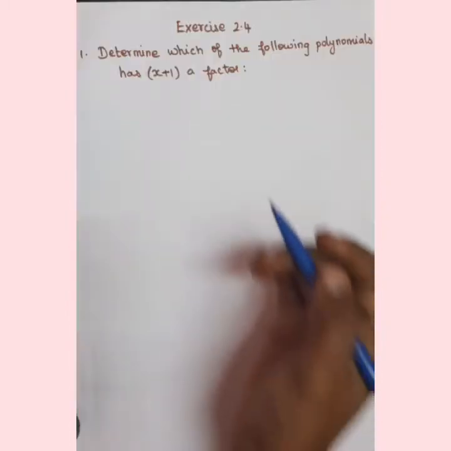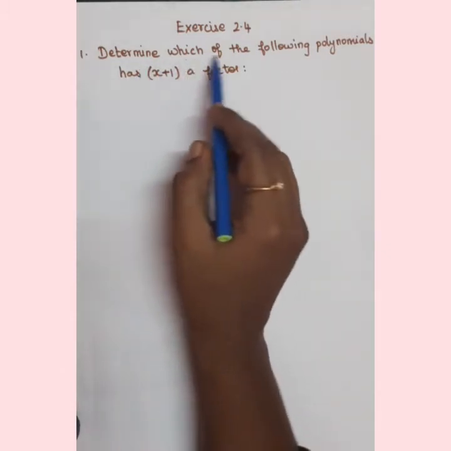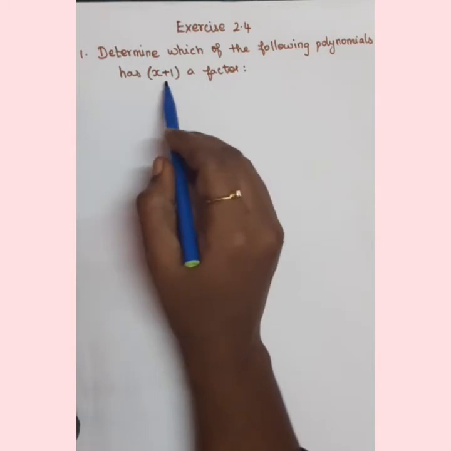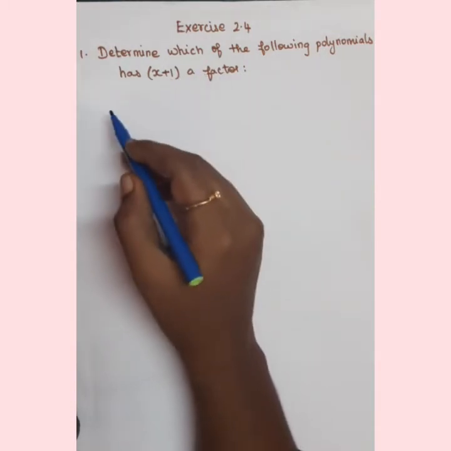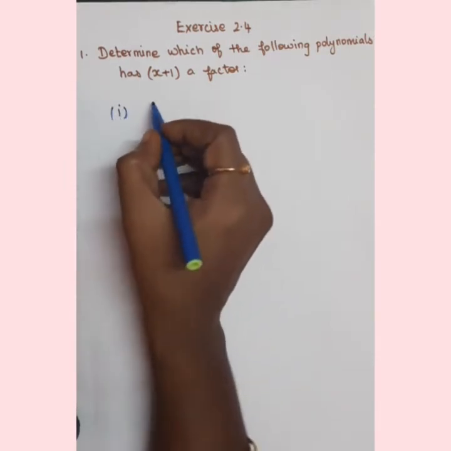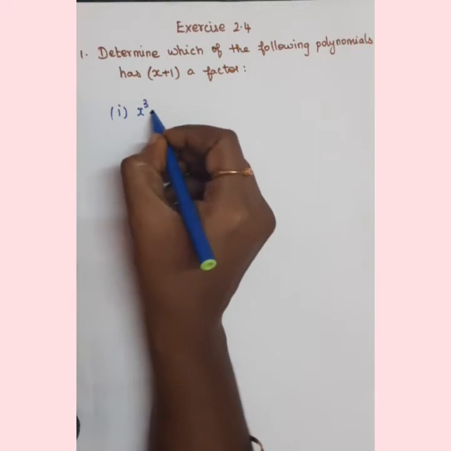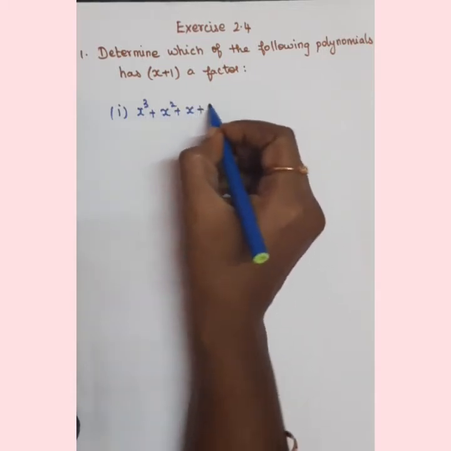Now we are going to solve problems from exercise 2.4. Determine which of the following polynomials has x plus 1 as a factor. They have given 4 questions. We'll see the first one. It is x cube plus x squared plus x plus 1.